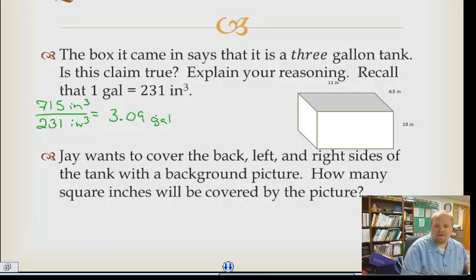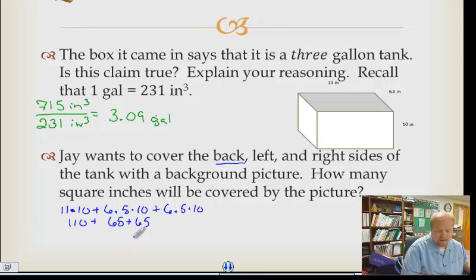Okay, well, let's go from the back. The back has the dimensions of 11 times 10, plus the left side is 6.5 times 10, and so is the right side, 6.5 times 10. Now we know from before 11 times 10 is 110. 6.5 times 10, you move the decimal one place, so you get 65 plus 65.